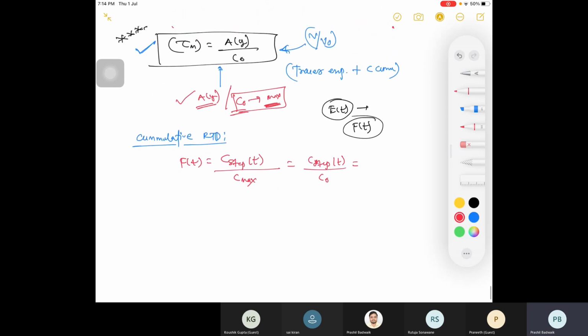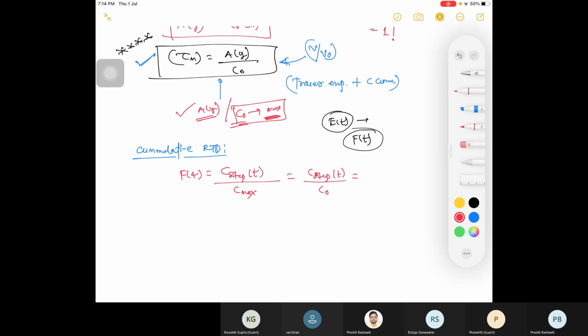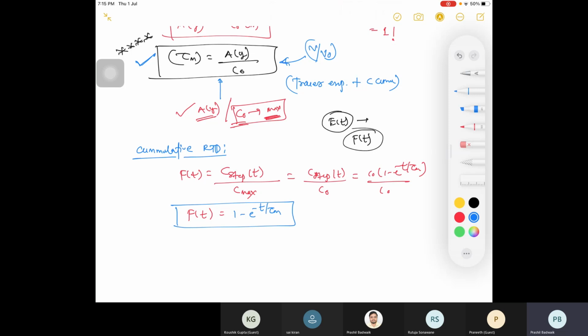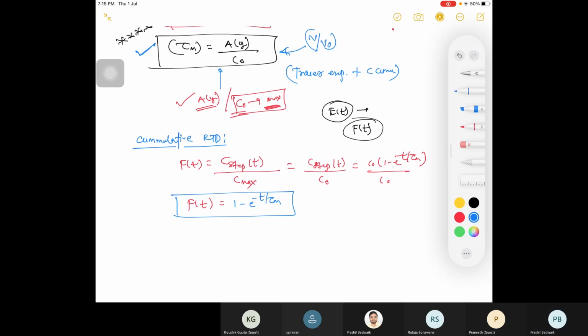Now can you substitute the value here? C step(t) is C naught into (1 minus e power minus t by tau), divided by your C naught. So what is your F(t) then? 1 minus e power minus t by tau. F(t) we got this.